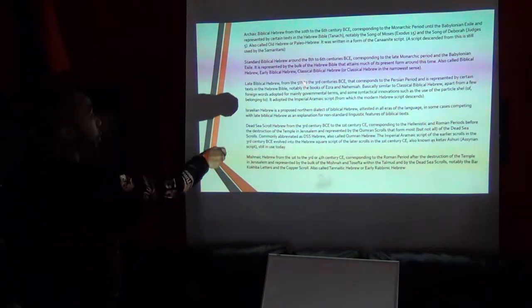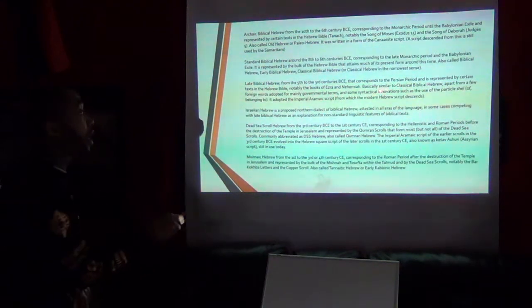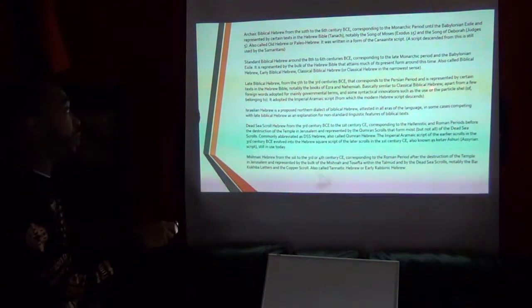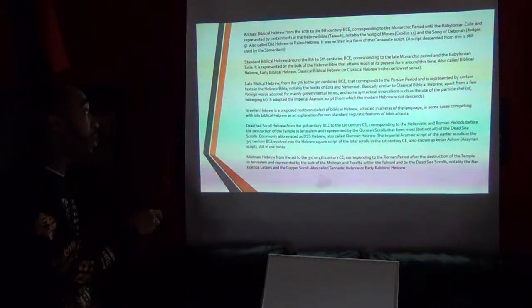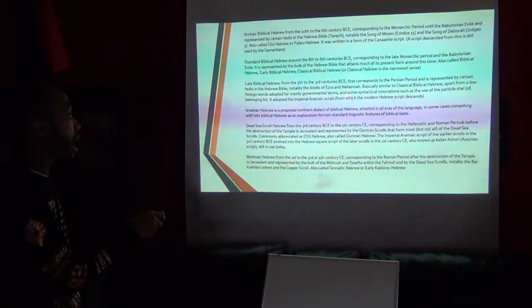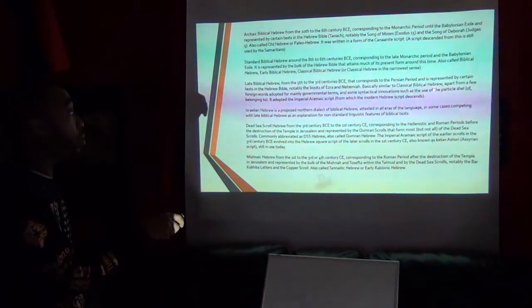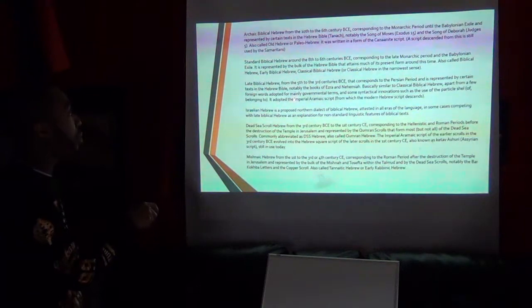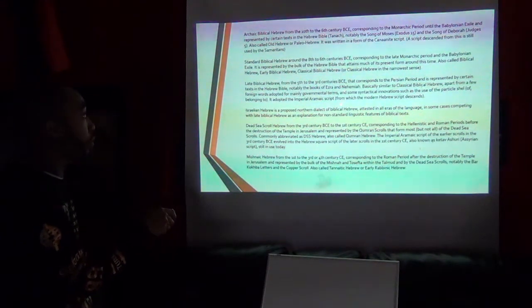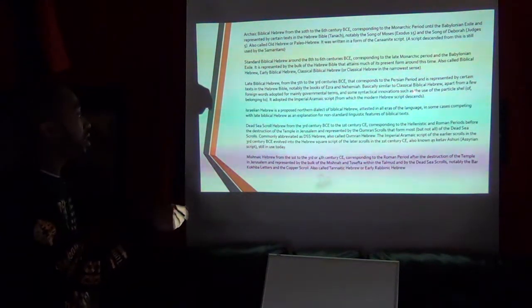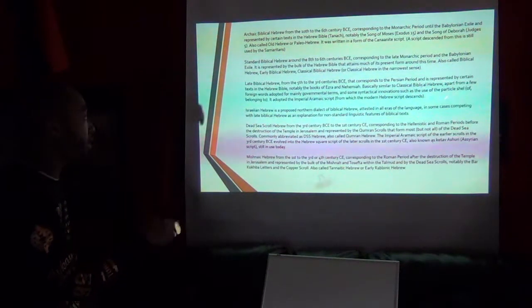Late Biblical Hebrew, from the 5th to the 3rd centuries BCE, corresponds to the Persian period and is represented by certain texts in the Hebrew Bible, notably the books of Ezra and Nehemiah. It is basically similar to Classical Hebrew, apart from a few foreign words adopted mainly for governmental terms, and some syntactical innovations, such as the use of the particle she.